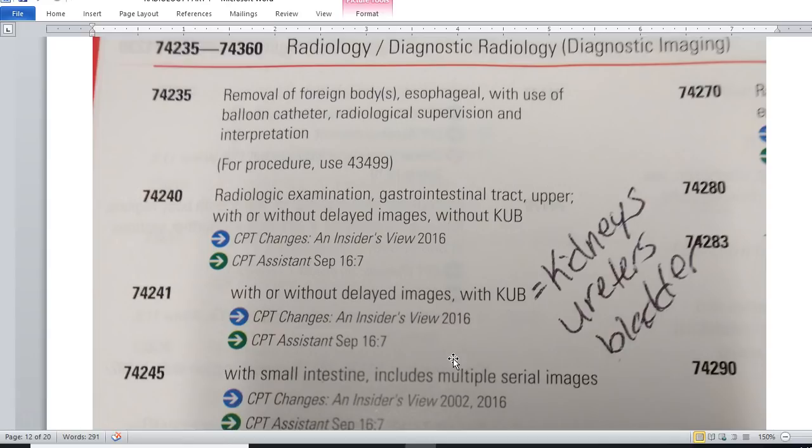Now, the reason why they forget is because when we look at the code descriptor, it says radiologic examination, gastrointestinal tract, upper, with or without delayed images with KUB. So again, it's because we're looking at the gastrointestinal tract, and guess what sits basically behind the gastrointestinal tract? The kidneys.